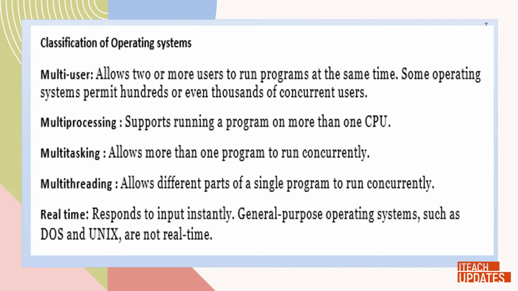Third, multitasking. Multitasking allows more than one program to run concurrently. Fourth, multi-threading allows different parts of a single program to run concurrently. And last, real-time. Real-time responds to input instantly. General-purpose operating systems, such as DOS and Unix, are not real-time.